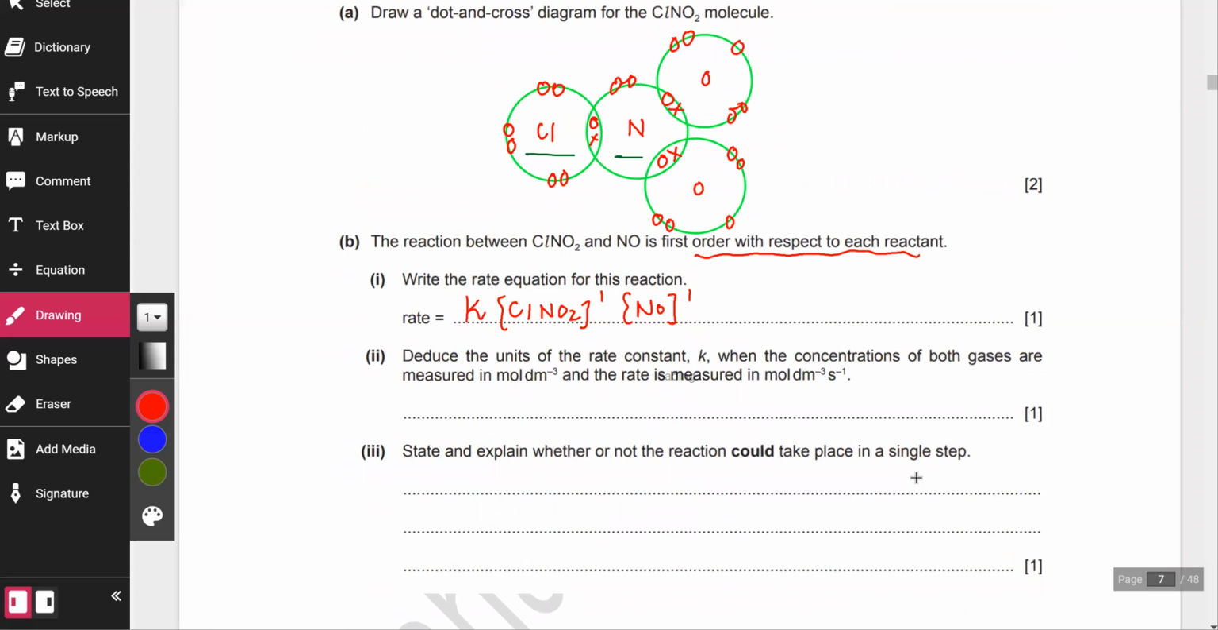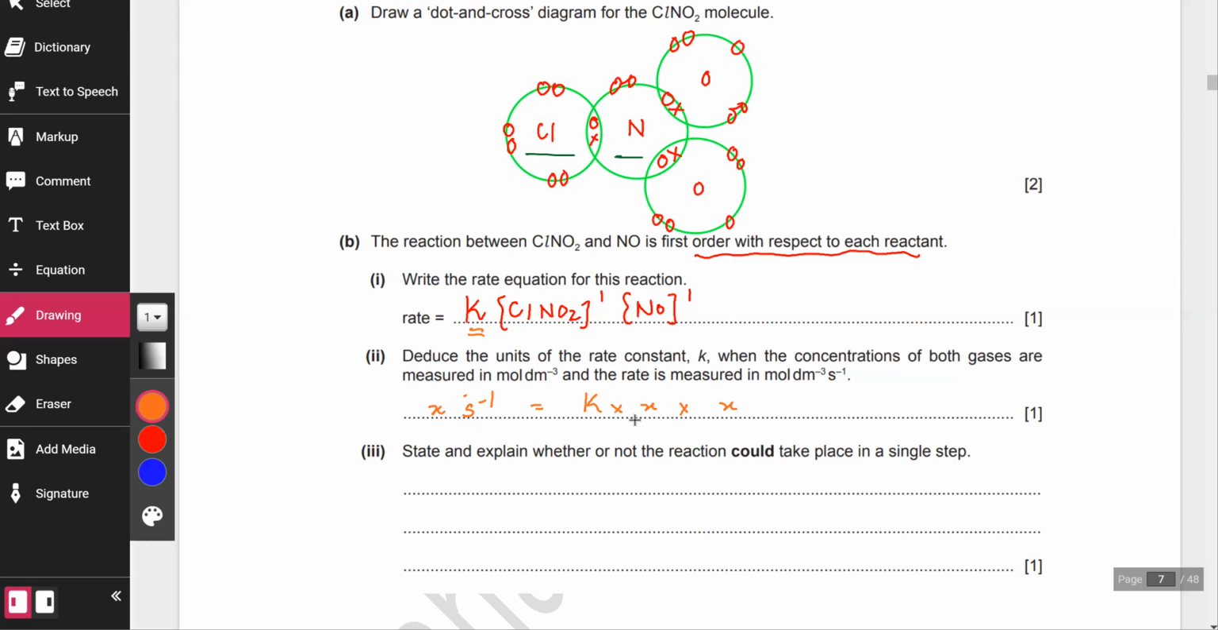Now, after that, he states: deduce the units of the rate constant k when the concentration of both gases is measured in mole per dm cube and the rate is measured in mole per dm cube per second. So let's try and work out the unit for k. Rate is mole per dm cube per second, so I'm going to write that as x to the power minus 1. Mole per dm cube, I'm taking it as x. Then you have k times the concentration of ClNO2, so that's mole per dm cube, and the other one is also mole per dm cube.